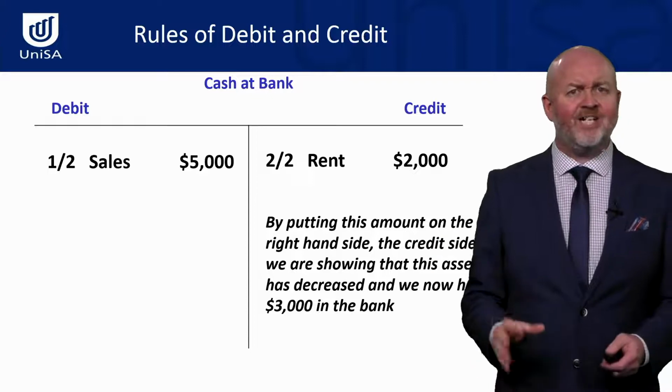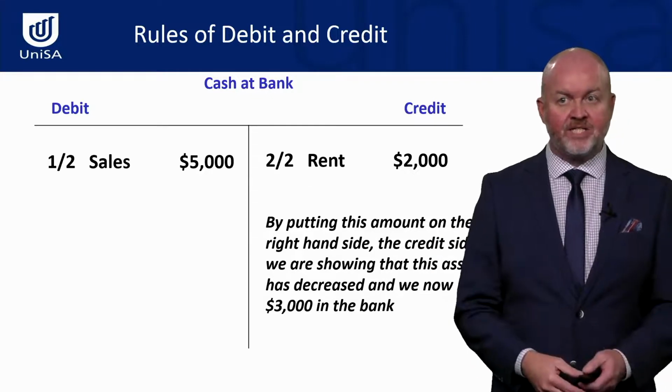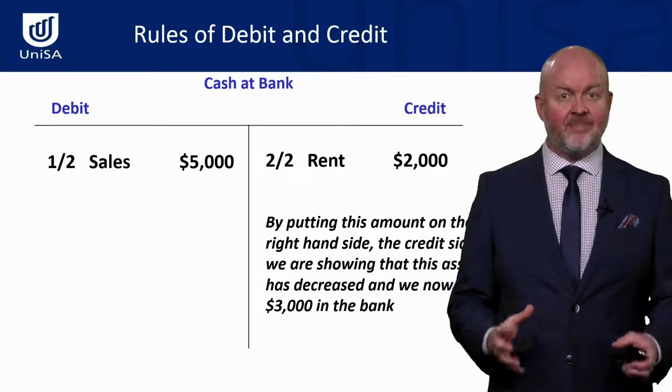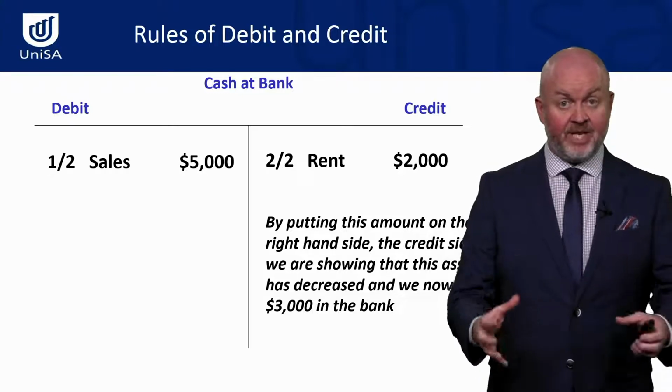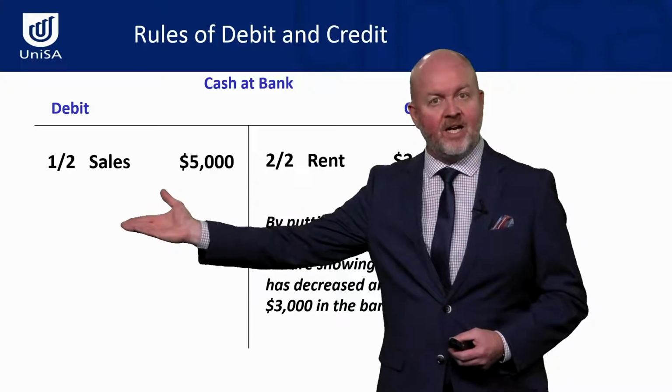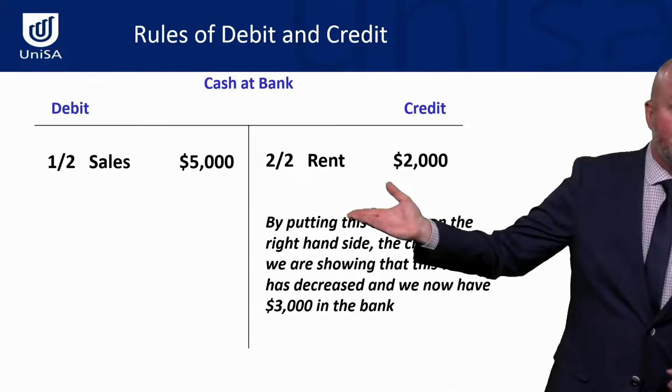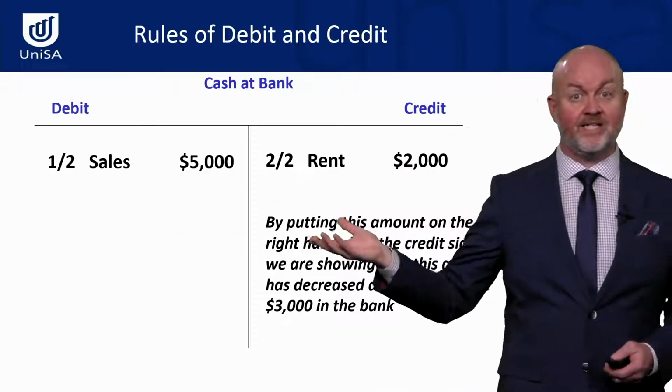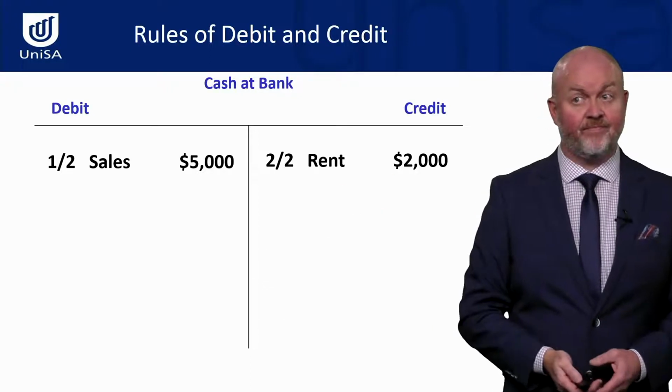So that's the application, I guess, of this process. If the account is debit in nature, if it's an asset, it's debit in nature. So I record increases on the debit or the left-hand side. I record decreases on the credit or the right-hand side of that ledger account.